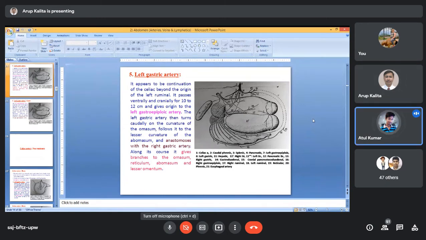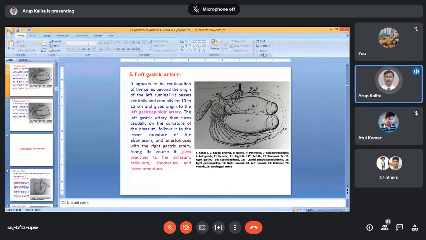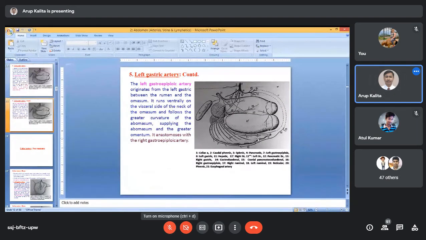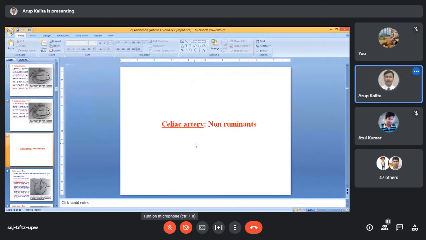Left gastric artery. Okay, so the left gastric, number 8, will come and directly join with the right gastric artery, but one branch will be converted to the left gastroepiploic artery and it will join with the right gastroepiploic artery. It is written here, same thing, anastomose with the right gastroepiploic artery. Already I told you.